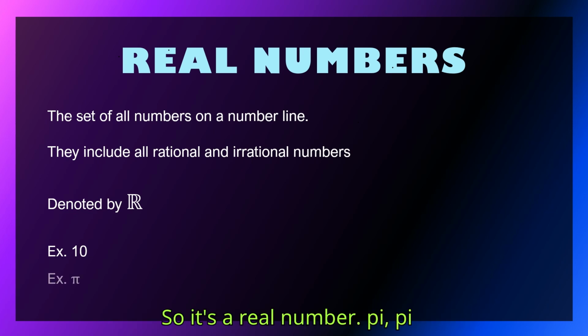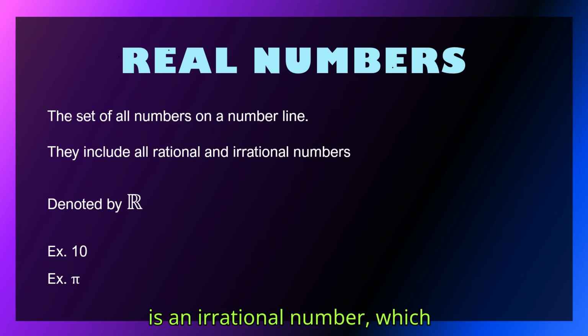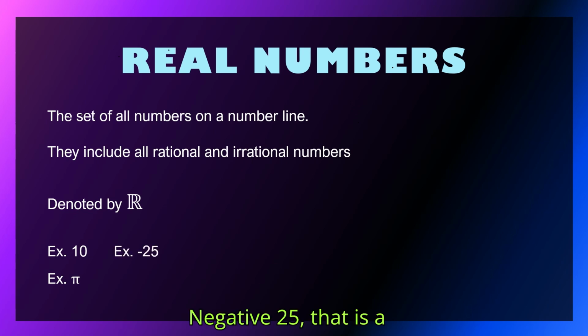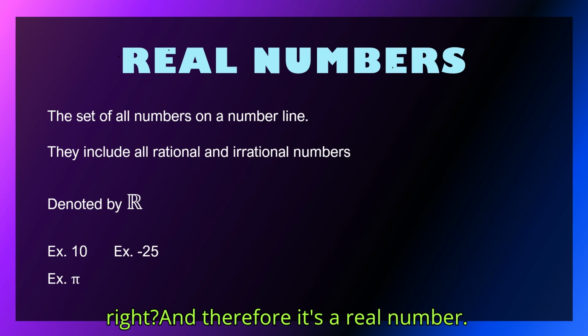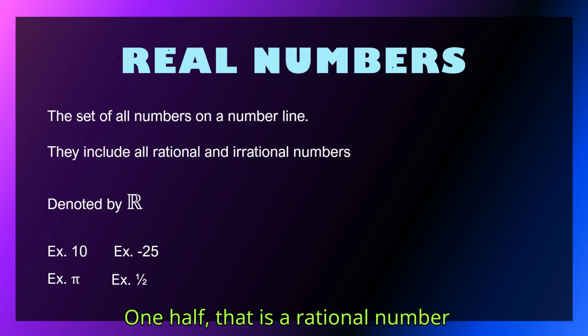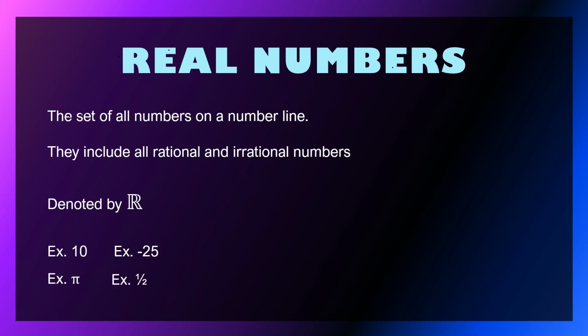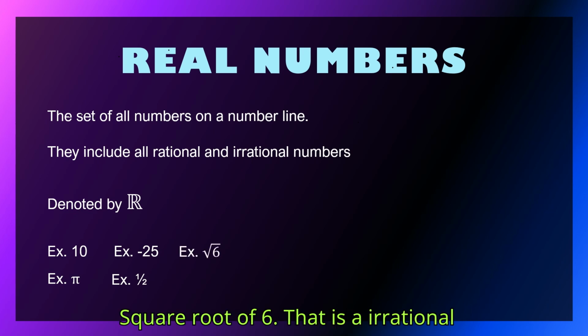So it's a real number. Pi is an irrational number, which therefore is a real number. Negative 25, that is a rational number, an integer, right? And therefore it's a real number. 1/2, that is a rational number and an integer, right? Square root of 6, that is an irrational number, therefore it's a real number.